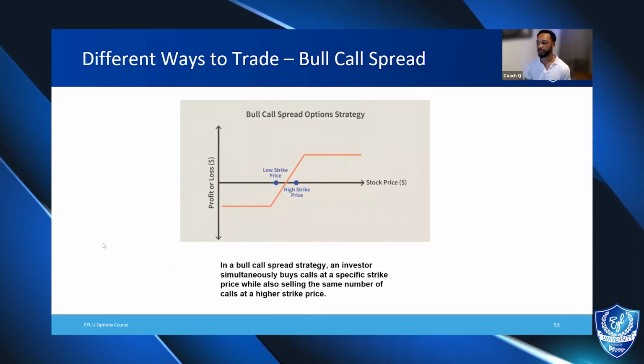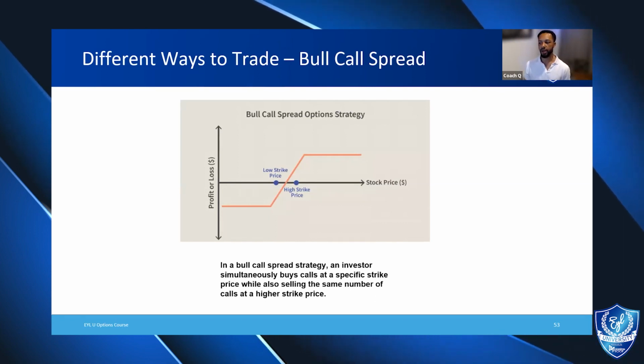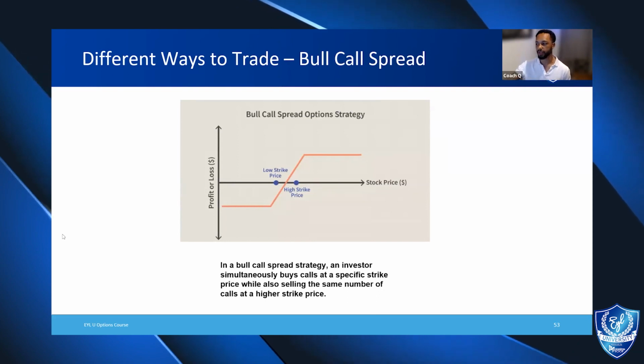All right, the next one is a bull call spread option. With this one, the investor is simultaneously buying a call at a specific strike price and selling the same number of calls at a higher strike price. This way you are expecting a lot of momentum with this particular option trade. If you're very positive on it, you're still limited in how exposed you are and how much you can earn out of it. But this gives you a sense of how you can manage the risk here.